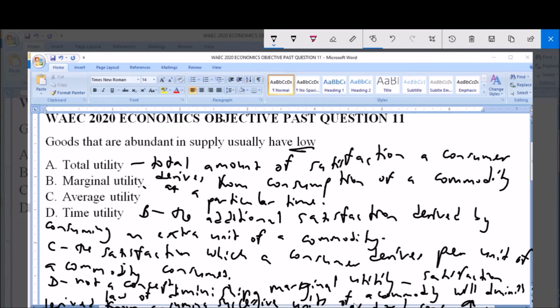So as consumption of successive units increases, the satisfaction will reduce. Goods that are abundant in supply are goods that are plenty, such that you can consume successive units of that particular commodity, and based on this law, the marginal utility will reduce. So option B, low marginal utility, is the correct answer to this question.